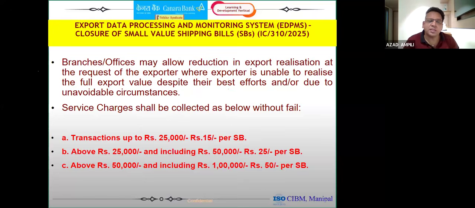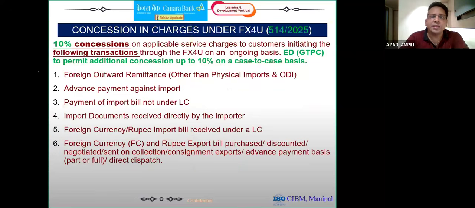So what are the service charges? Transactions up to 25,000 Indian rupees, 15 rupees per shipping bill. Above 25,000 and up to 50,000, 25 rupees per shipping bill, and up to 1 lakh it is 50 rupees per shipping bill. Again here also the 1 lakh concept only, ultimately $1,000 or 1 lakh shipping bill. See, these are the different charges: 15, 25, 50. Try to remember that.